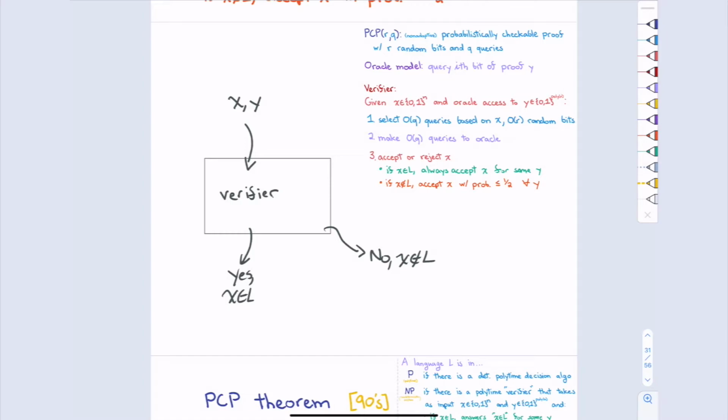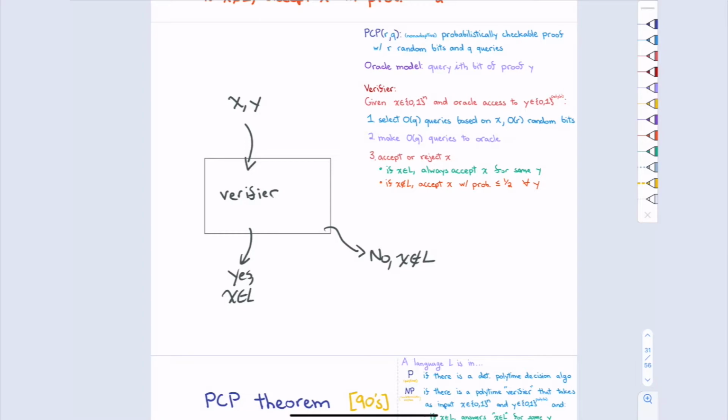So for NP, a language is in NP if there's some box like this that takes polynomial time, and the rules are if X is in the language, there's some Y that will make the black box answer yes. And if X is not in the language, then for any Y, you should always answer no.